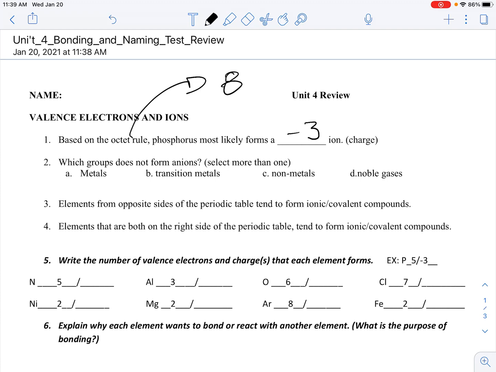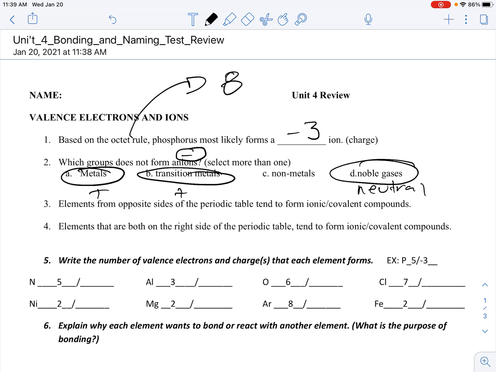Which group does not form anions? Anions are negative. So everything that forms a positive charge, such as metals and transition metals, do not form anions. And noble gases, which are neutral, would also be considered groups that do not form anions. So non-metals are the only negative one, so they do form anions. Elements on the opposite sides of the periodic table tend to form ionic, because that'd be a metal plus a non-metal. Elements that are both on the right side tend to form covalent, because that's non-metal plus non-metal.